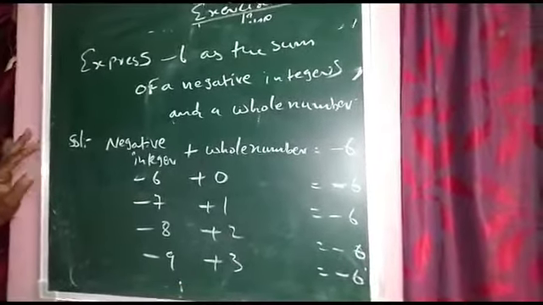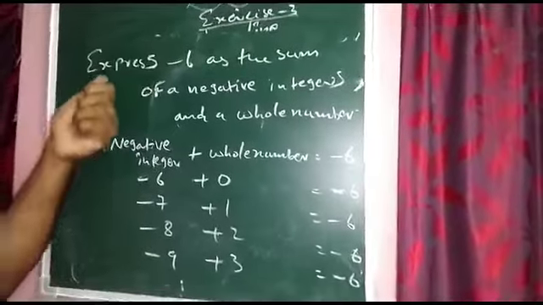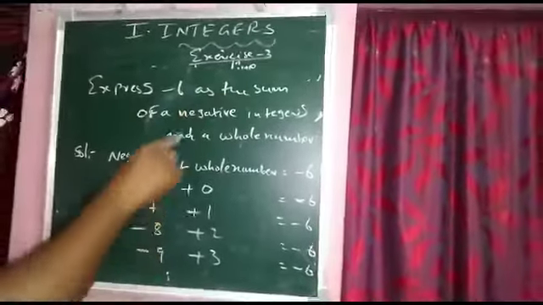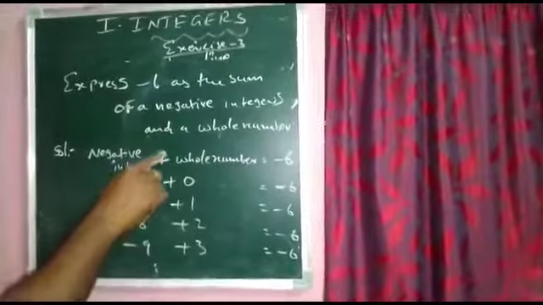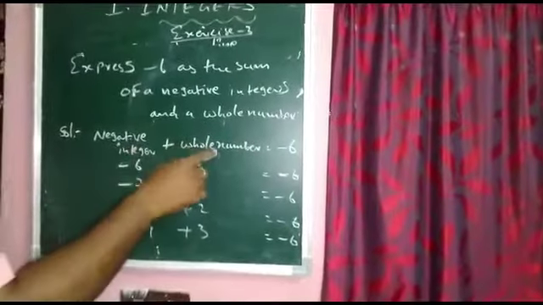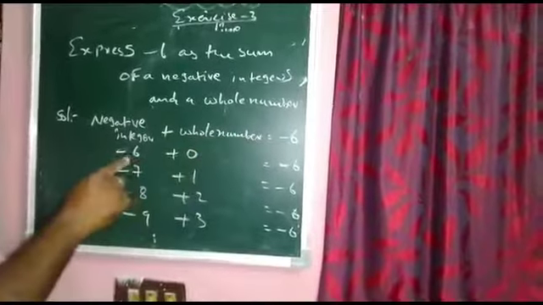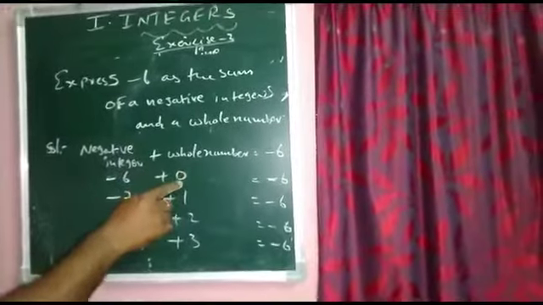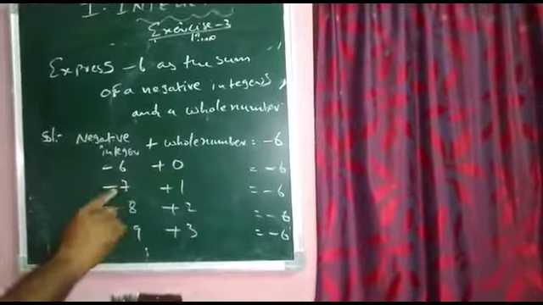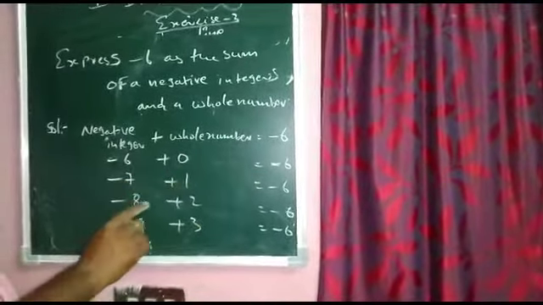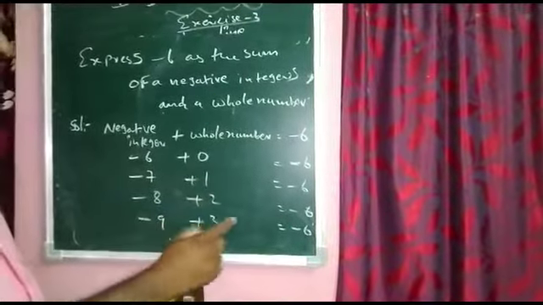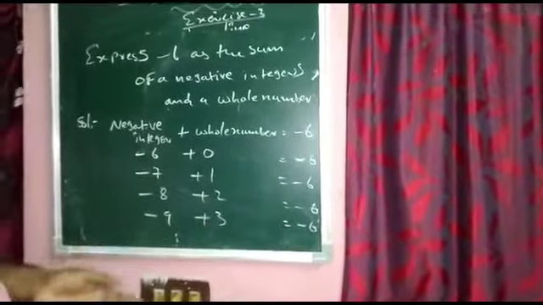Minus 9 plus 3 is equal to minus 6. Similarly, we will do so many sums this way. Here it asks to express minus 6 as the sum of a negative integer and a whole number. Minus 6 plus 0, whole number starting with 0. Minus 7 plus 1, minus 6. Minus 8 plus 2, minus 6. Minus 9 plus 3, minus 6. Similarly, you will do the remaining sums.